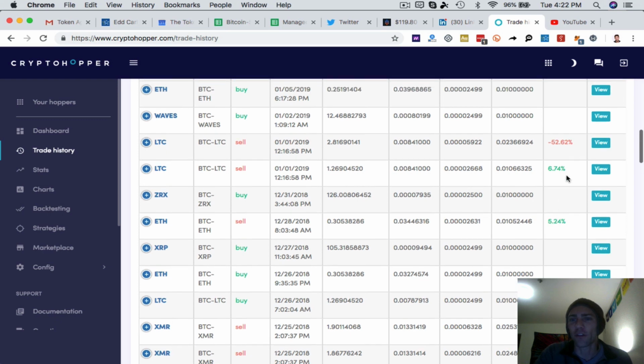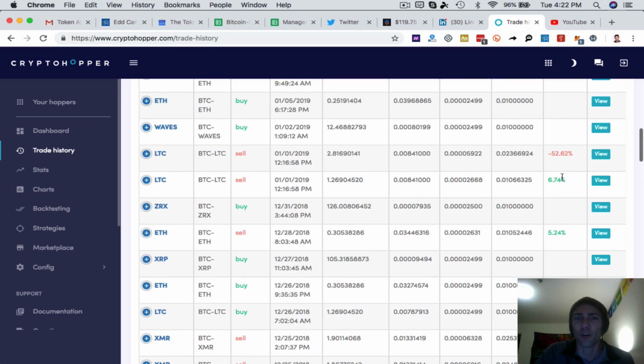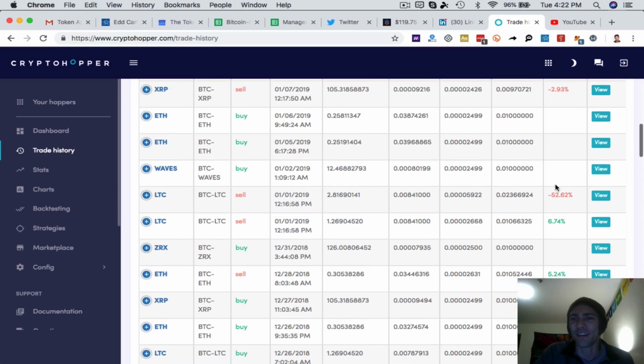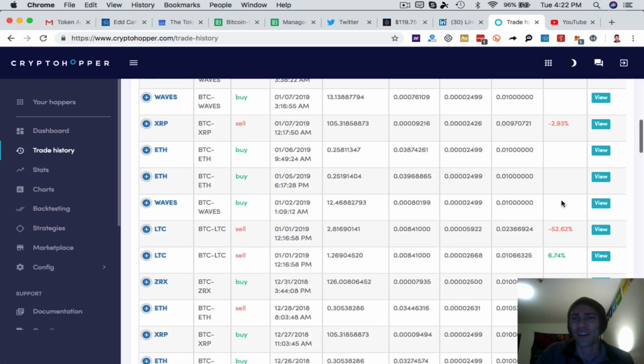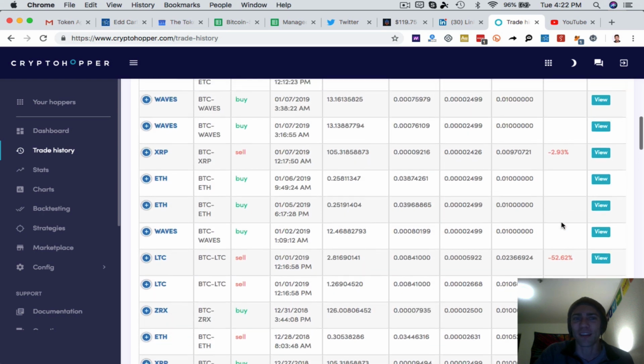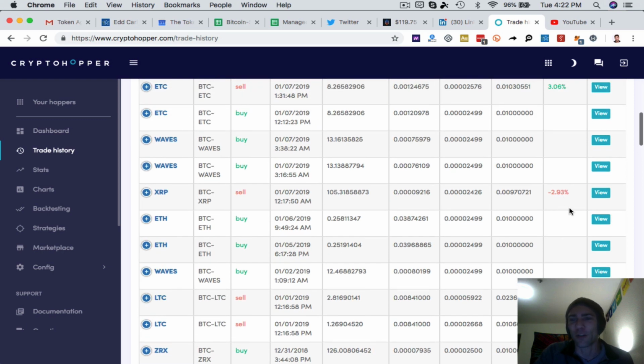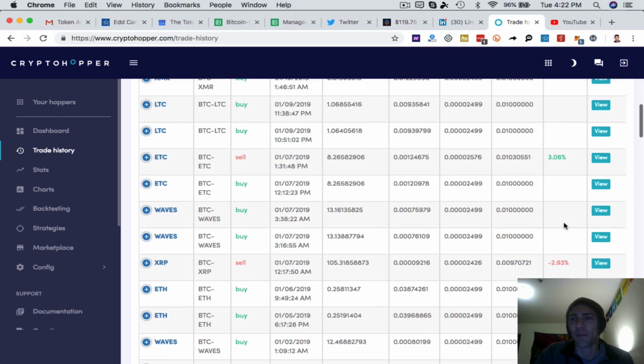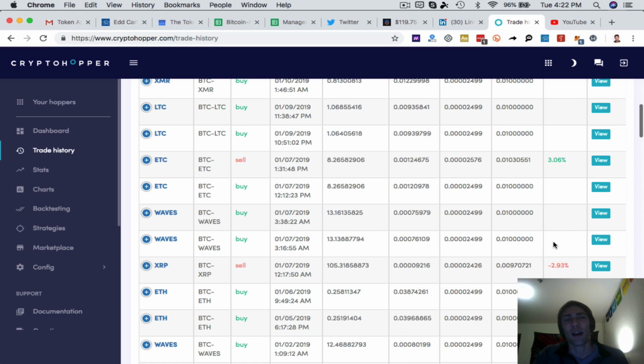So the first two, I was like, all right, great, profitable. There's that Litecoin one that finally went through and closed once I changed the settings. But then these other ones were selling at a loss once the RSI said that it was actually overbought, triggering it to sell.